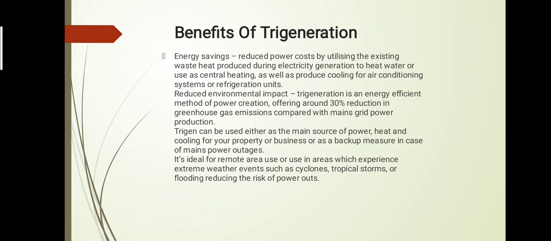Reduces environmental impact. Trigeneration is an energy efficient method of power creation, offering around 30% reduction in greenhouse gas emission compared with mains grid power production. Trigeneration can be used either as a main source of power, heat, and cooling for your property or business, or as a backup measure in case of mains power outages. It's ideal for remote use or use in areas which experience extreme weather events such as cyclones, tropical storms, or flooding, reducing the risk of power cuts.